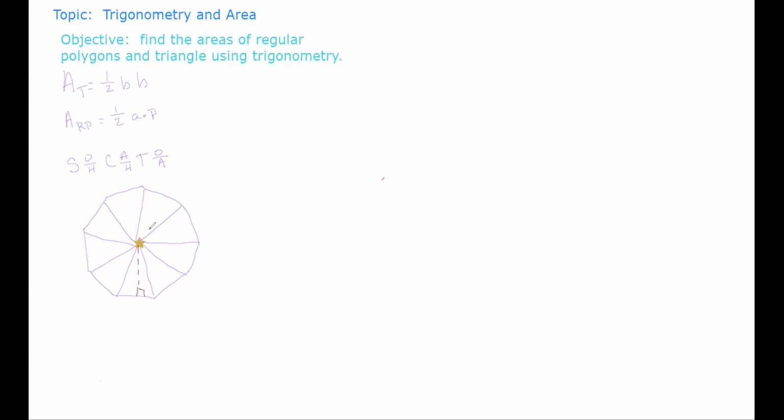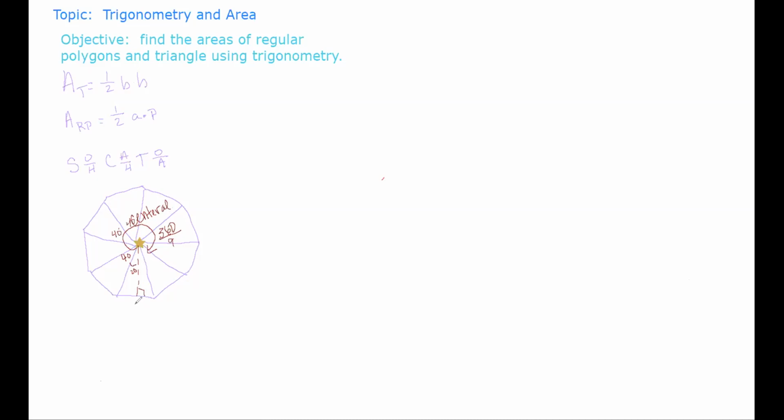Now I want to remind you that these things right here are called central angles. They're the ones that are at the center of the figure. A central angle in one of these figures is found by taking 360 and dividing that by the number of sides. This is a nonagon, so there are 9 sides. So each one of these angles is 40 degrees, including this one. And the apothem divides that in half. So this is a 20-degree angle.